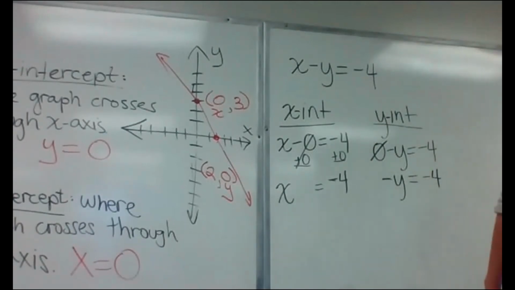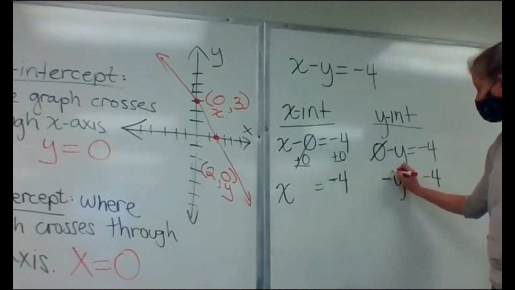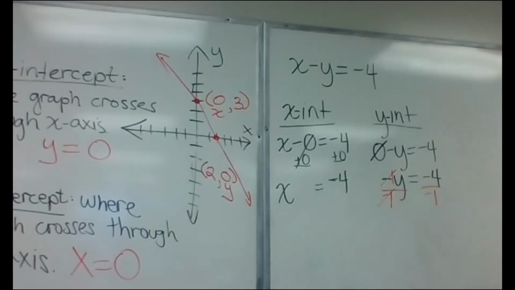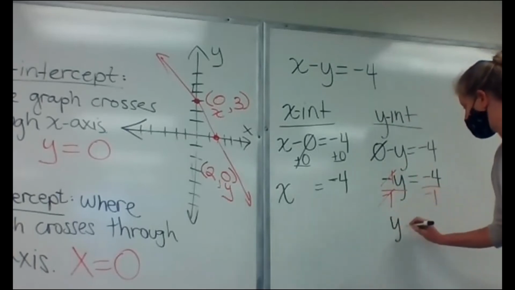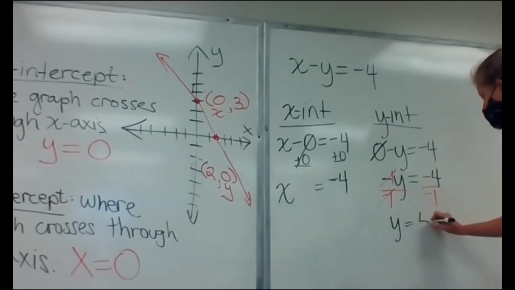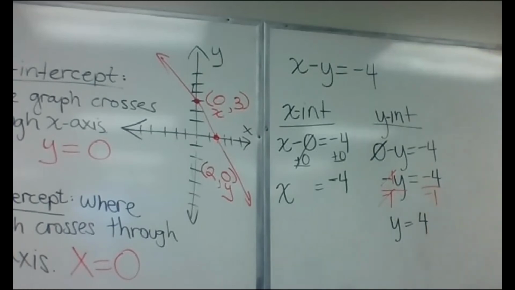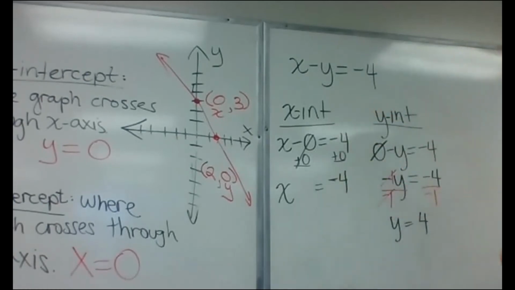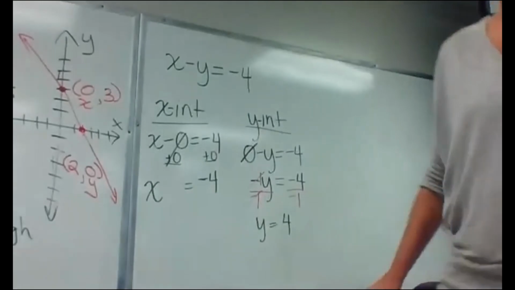So y is not solved for yet. It's not by itself. That's like saying -1y. So to make it positive, I need to divide by -1 to cancel out the negative. So what does that make y equal? A negative over a negative, since I'm dividing, turns that to +4. So that's where it's going to cross the y-axis. So now I know the x-intercept is -4. I know the y-intercept is +4. So now I can plot those 2 points.